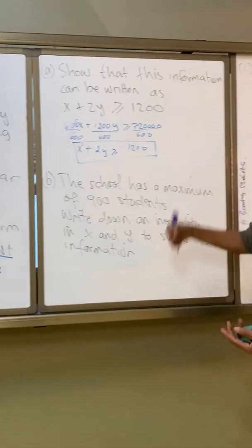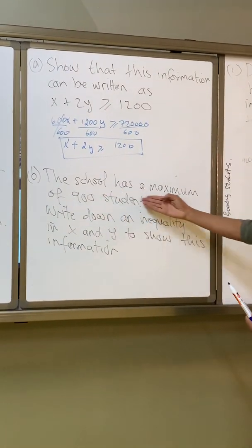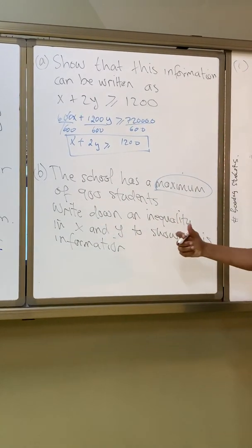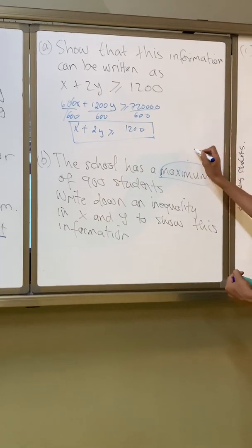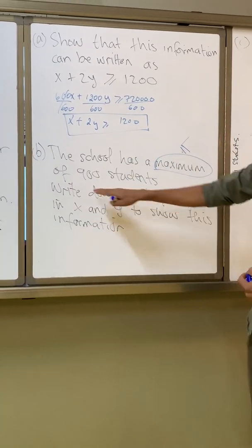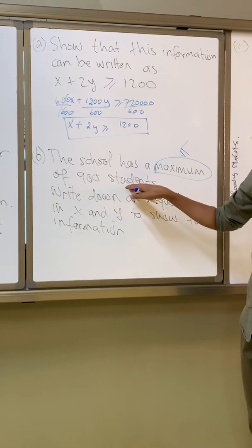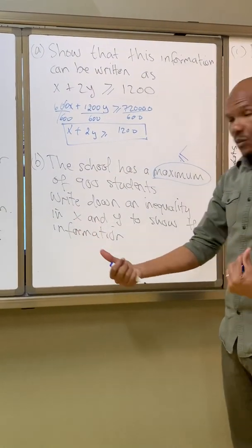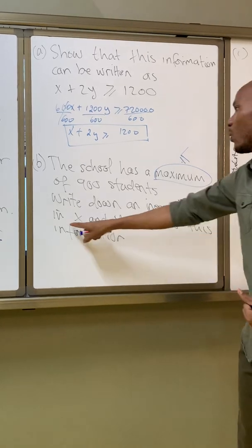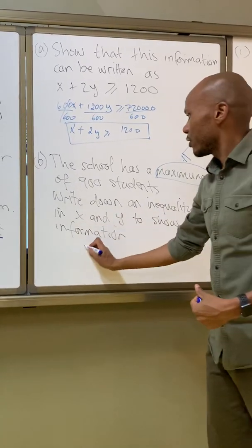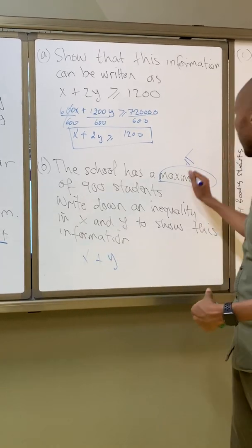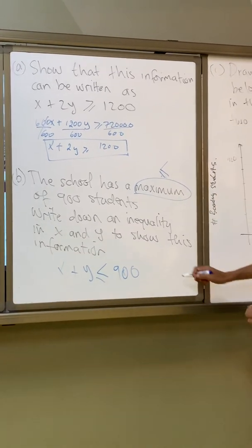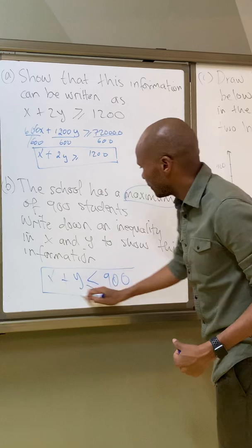Okay, so we've shown. Let's go to B. The school has a maximum. So a maximum would be anything less than or equal to a maximum of 900 students. But remember, we have both day students and boarding students, which is x and y. Write down an inequality in x and y to show this information. So that means x plus y should be less than or equal to 900. Okay? That's our second inequality there.